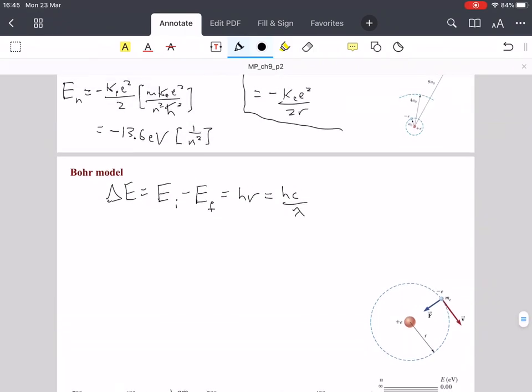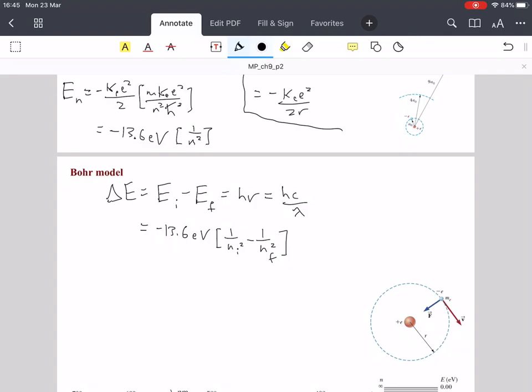where for photons, nu is equal to c over lambda. Okay, so we can just go ahead and plug in that this is now negative 13.6 eV multiplied by 1 over ni squared minus 1 over nf squared.